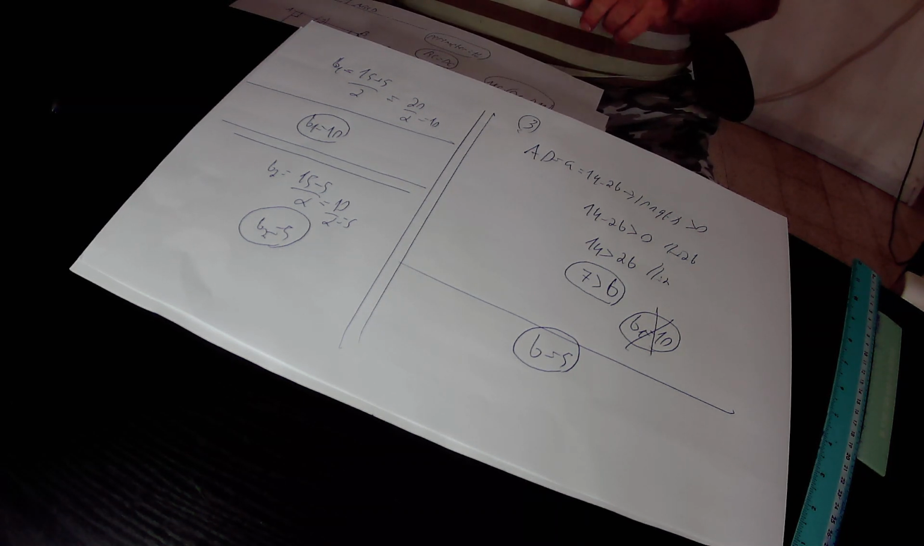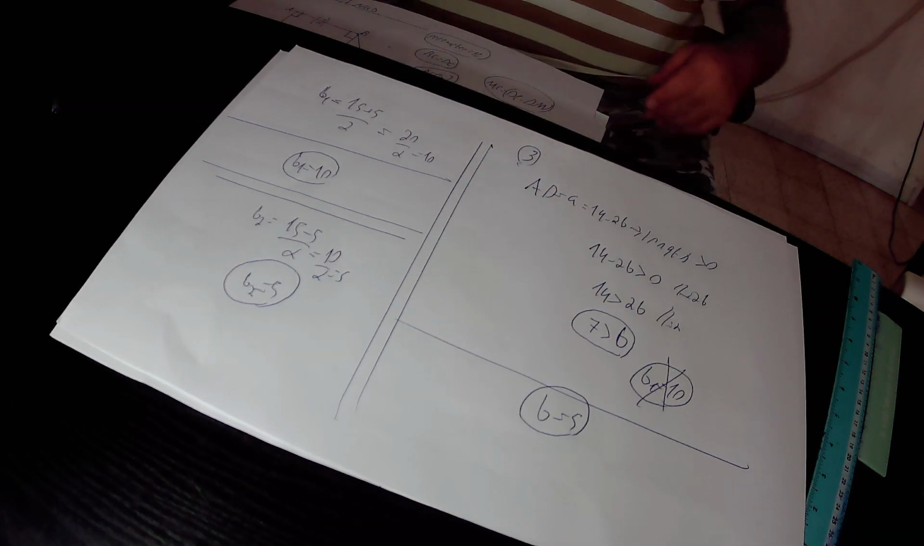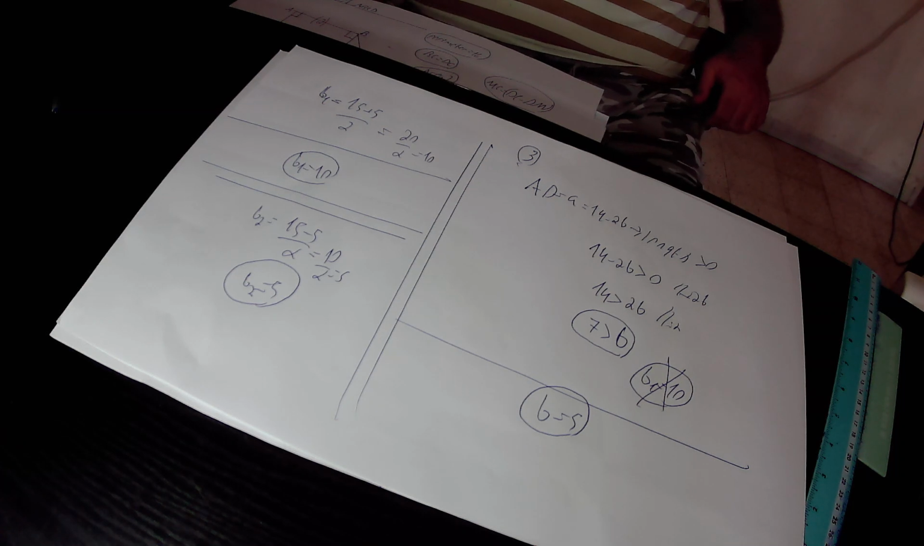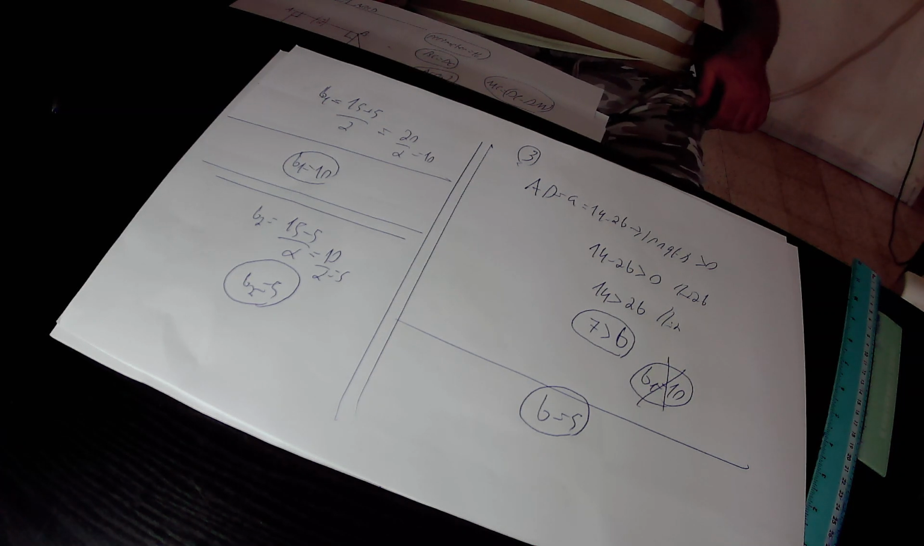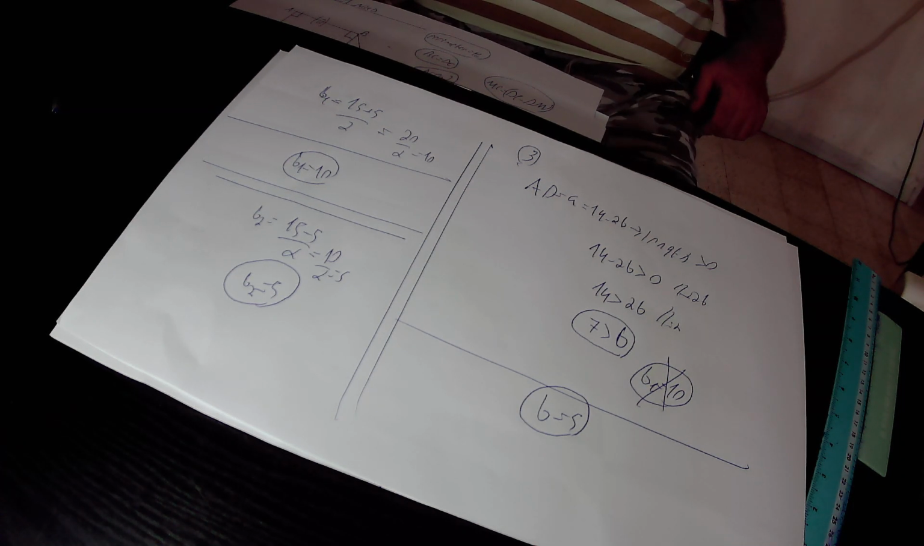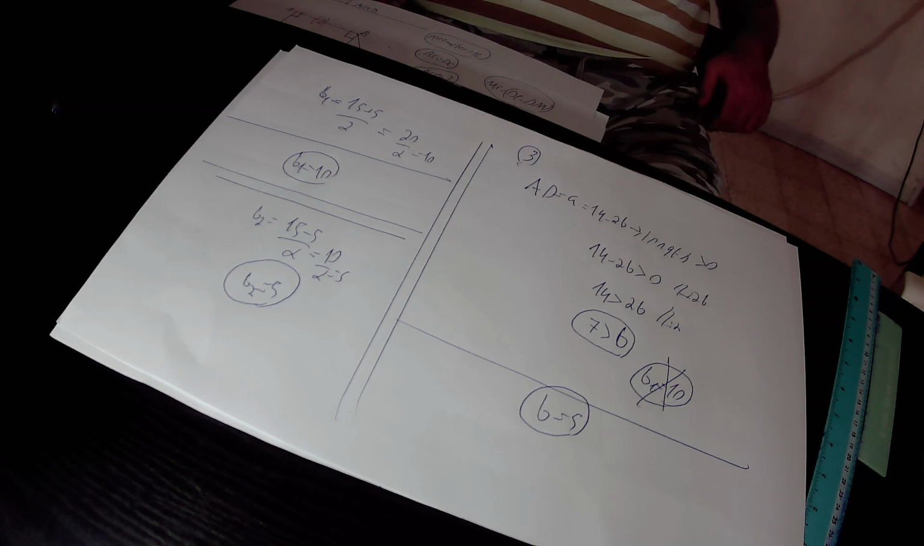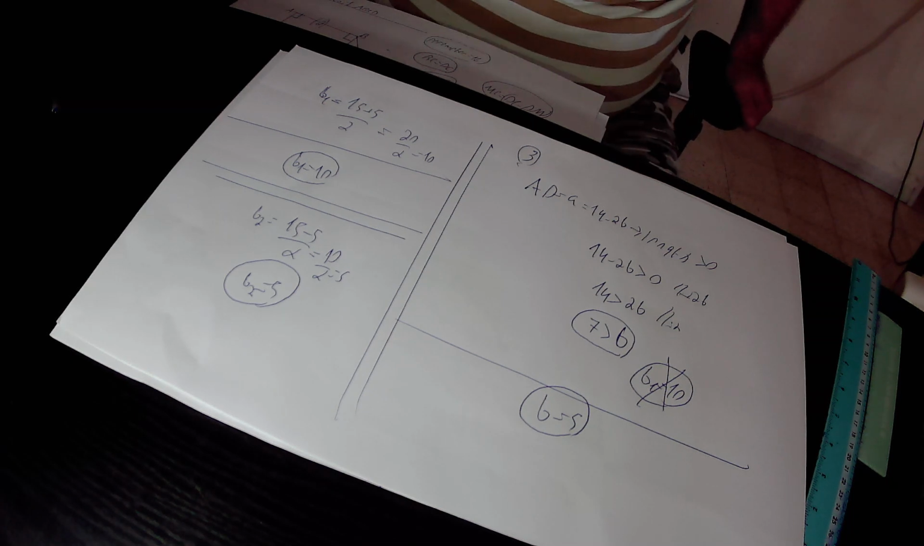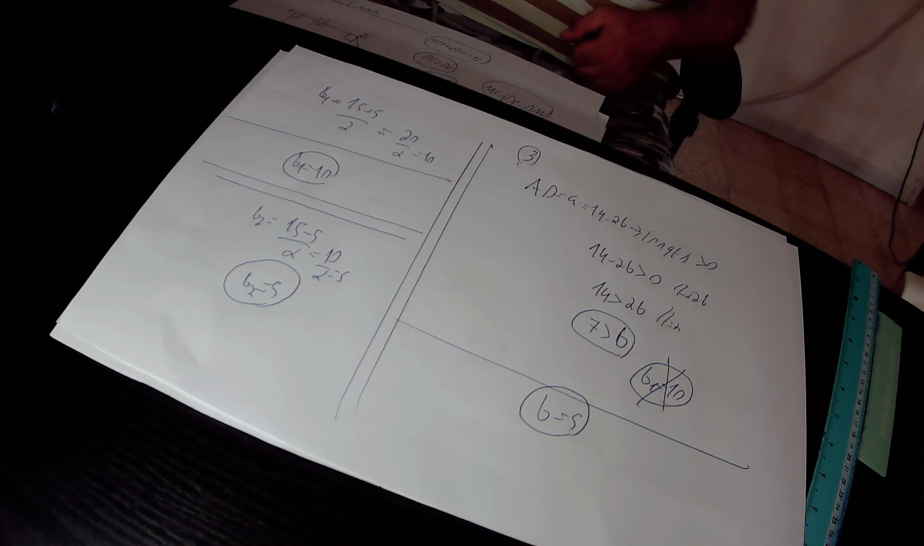So the first solution: b1 equals (15 + 5) over 2. 15 plus 5 is 20, and 20 over 2 is 10. So the first solution for b, that is b1, is equal to 10 units. The second solution for b is b2 equals (15 - 5) over 2. 15 minus 5 is 10, and 10 over 2 is 5. So the second solution for b, b2, is 5, and the first solution, b1, is 10.